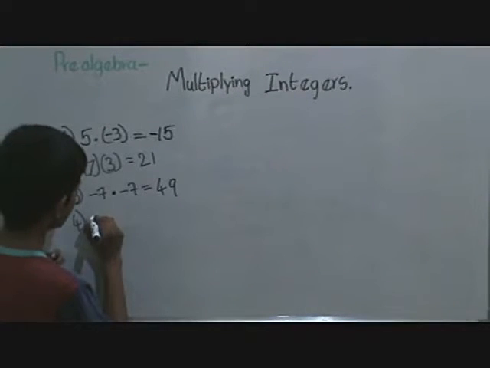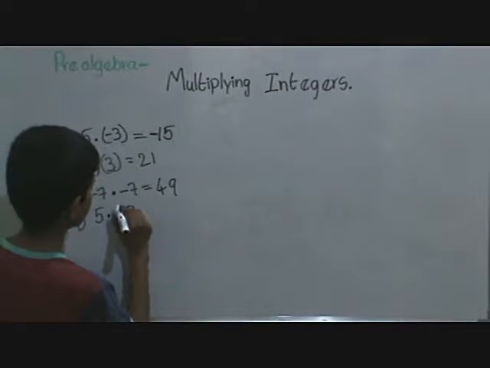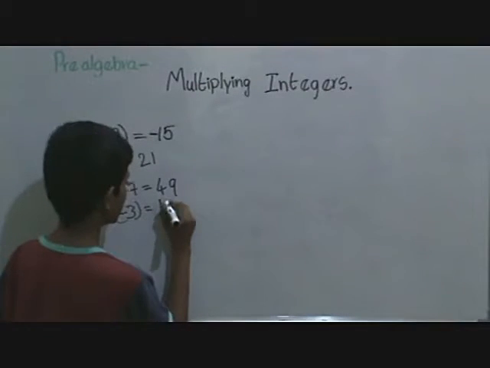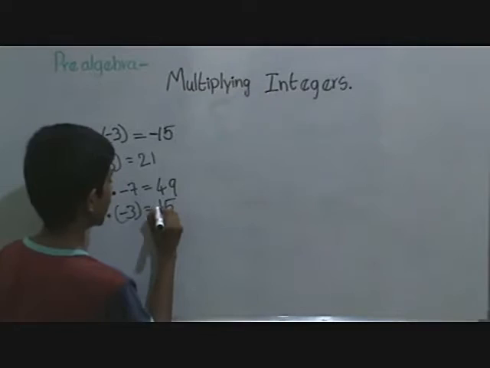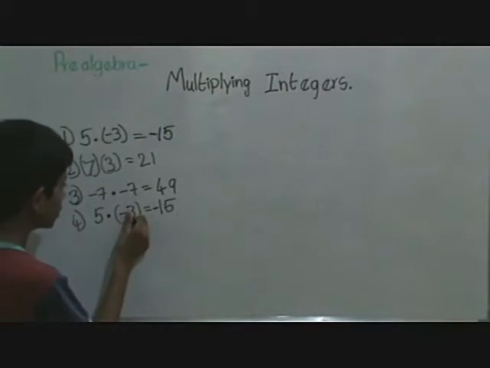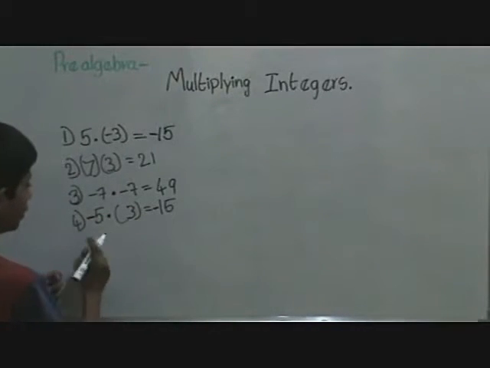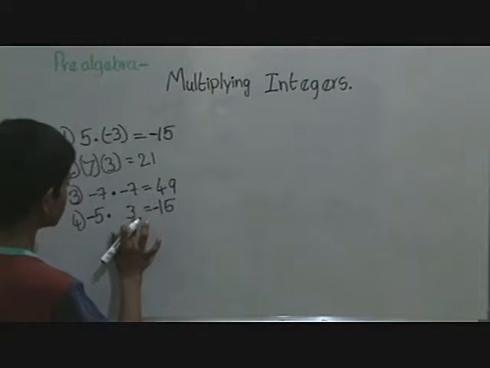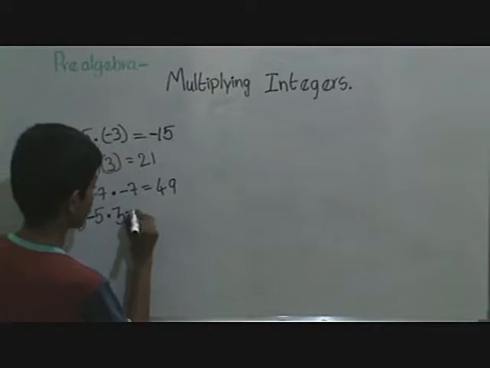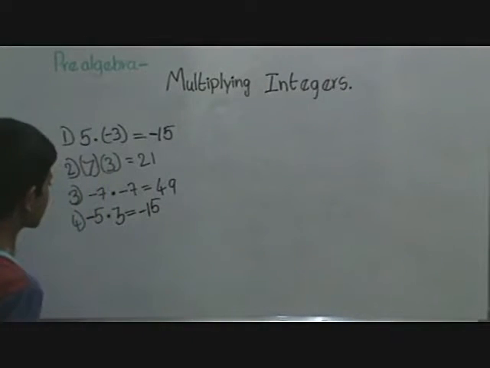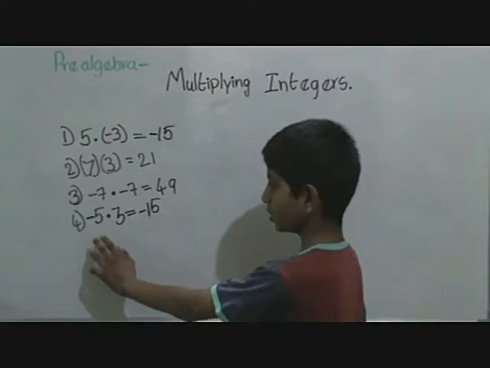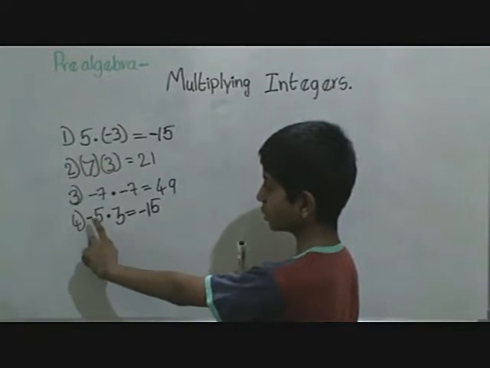Problem number 4 is 5 times negative 3. What is that equal to? 5 times 3 is 15. The signs are different, so I put a negative sign here. If you take this negative sign and put it here, it becomes negative 5 times 3. That also gives us negative 15. Okay? Either you put the negative sign here or here, you will get the same answer.